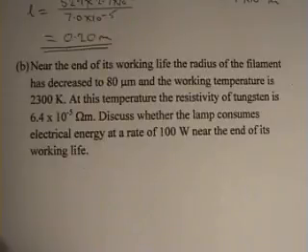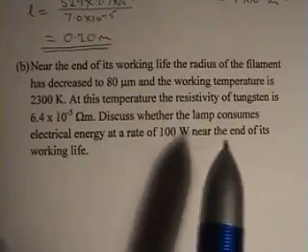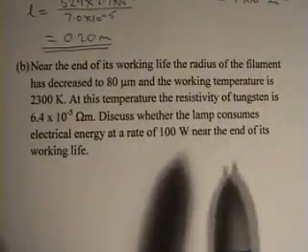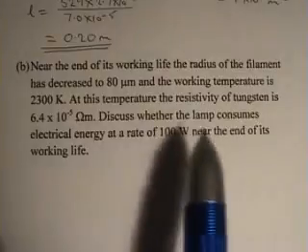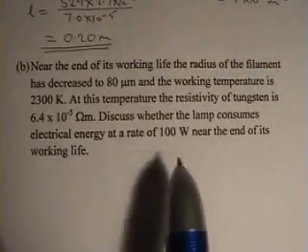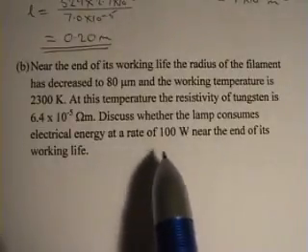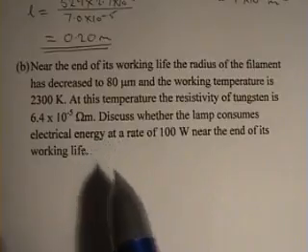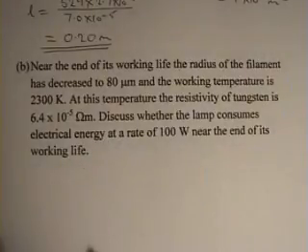Part B of the question says that near the end of its working life, the radius of the filament has decreased, and also it operates at a lower temperature. And it says at this new temperature, the resistivity of tungsten has gone down. Discuss whether the lamp consumes electrical energy at a rate of 100 watts near the end of its working life. So discuss means sort of find out, state and explain the reason for that.